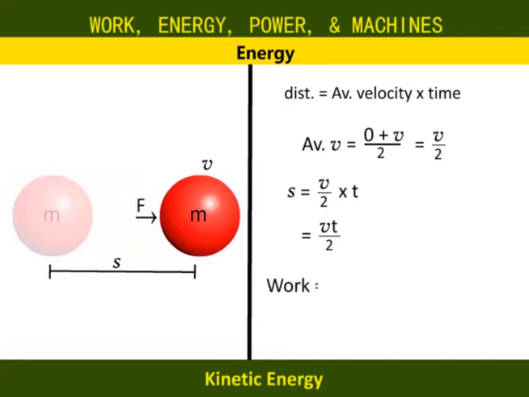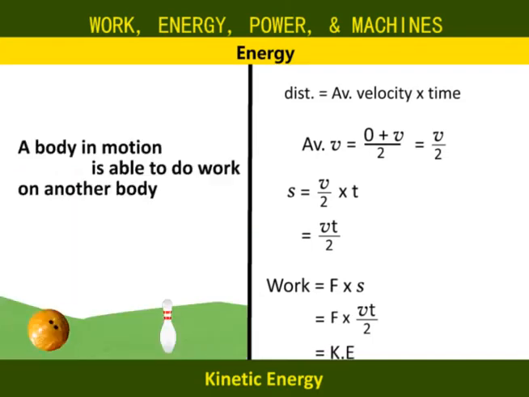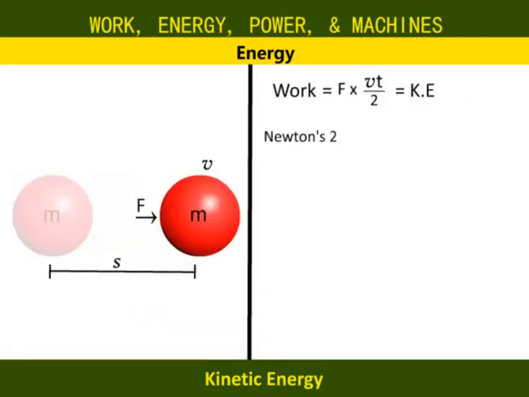Work done is equal to force times distance. That gives us force times vt over 2. This work is stored as the kinetic energy of the moving body. This means that a body in motion is able to do some work on another body. From Newton's second law of motion, force is equal to mass times acceleration. Substituting above, work will be equal to ma times vt over 2.